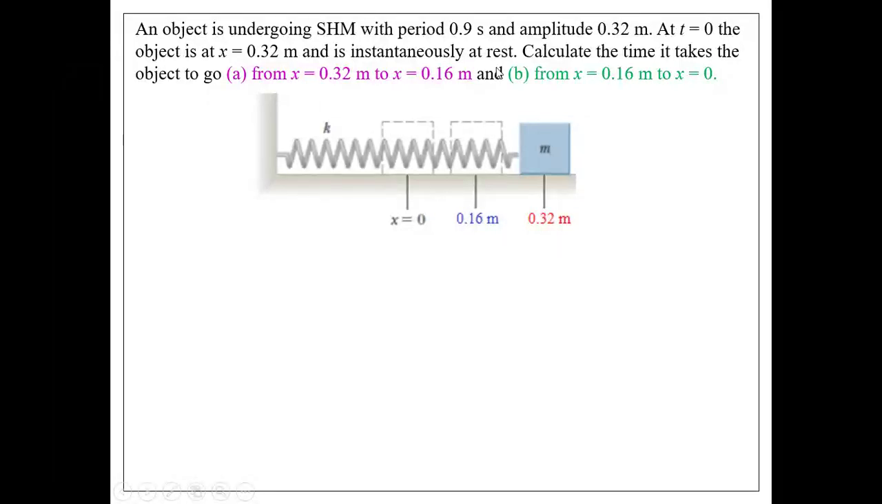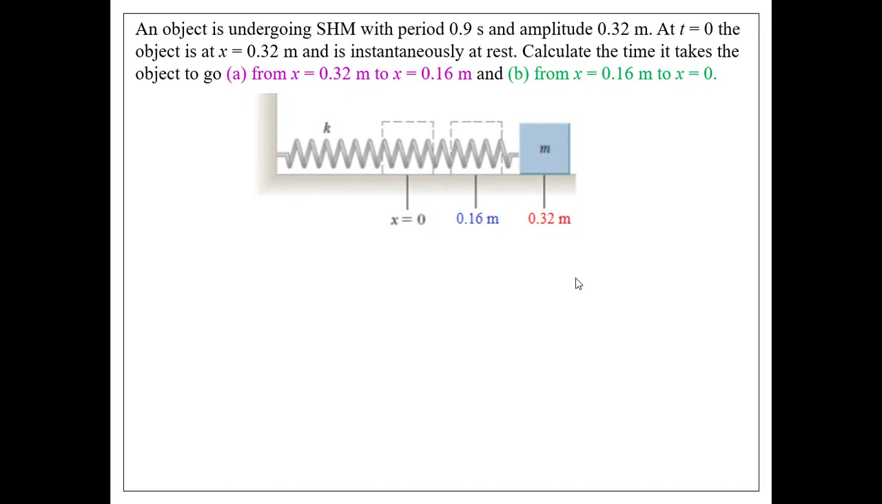Other than that, I'll just go ahead and get going. You're gonna pull some sort of mass to the right, a distance of 0.32 meters, and that is the amplitude. The problem states that at 0.32, the box is at rest, and it wants to find a couple of things here. It wants to find the time from 0.32 to 0.16, which is halfway, and then the other one is from 0.16 to 0, so the other half. All right. So let's go ahead and get going with the time.